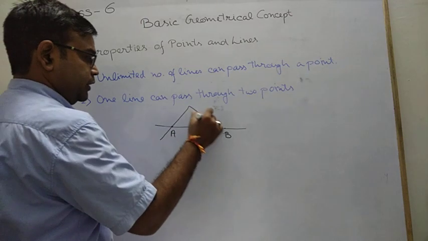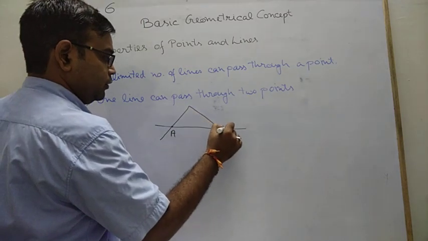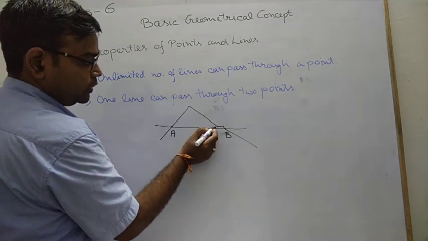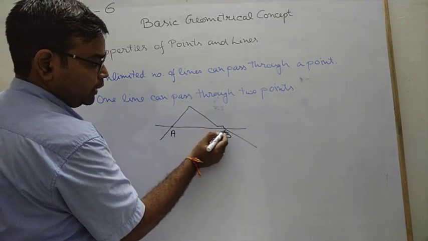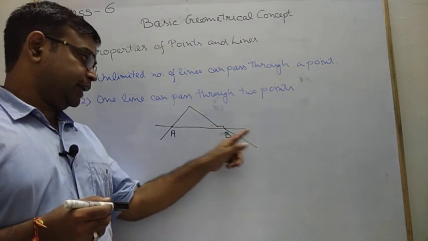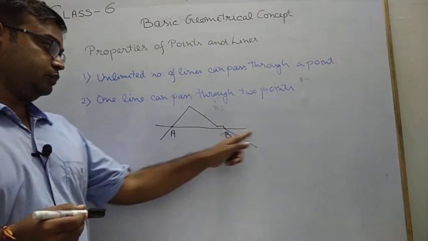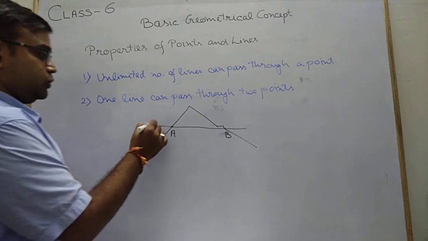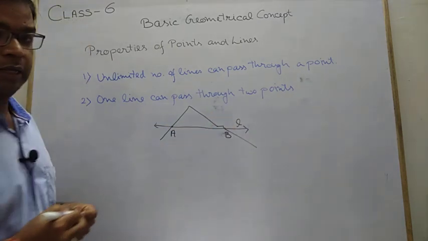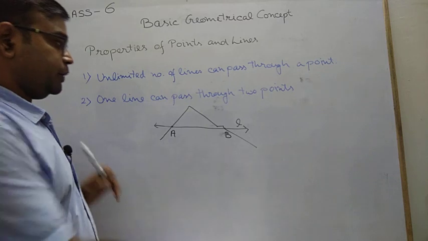Suppose you say that, so likewise you can pass. See here, one line from this to this, two lines, three lines, four lines, then five lines. So only one line can pass through these two given points A, B, and suppose that line is your L. So this is your one property.